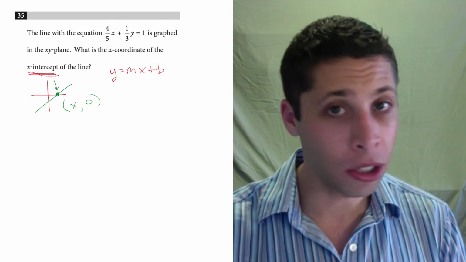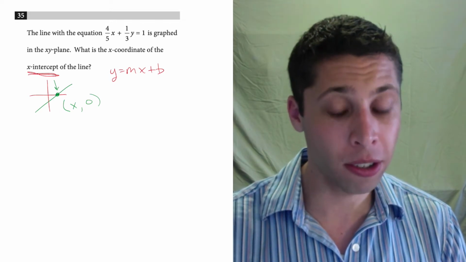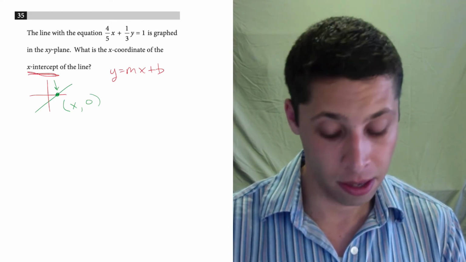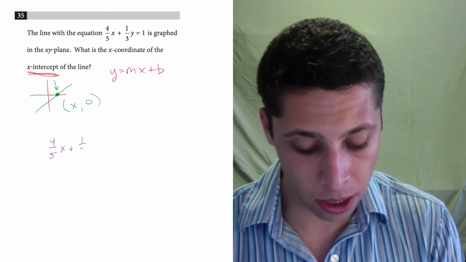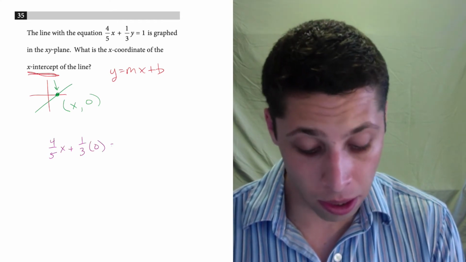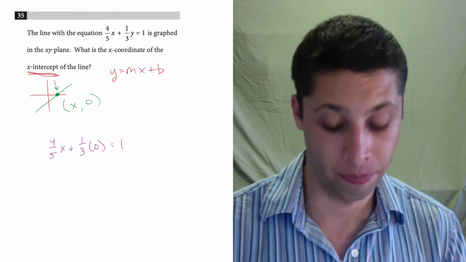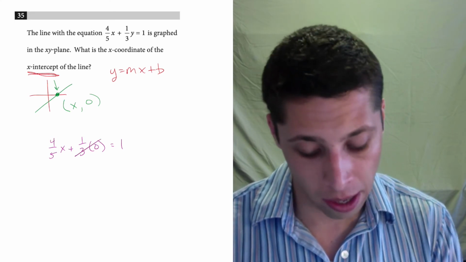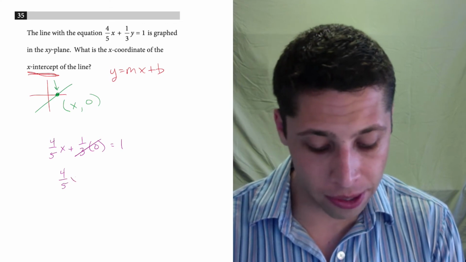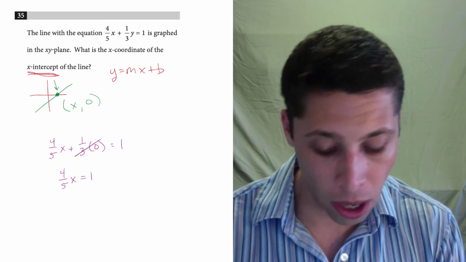So we don't need to rearrange this formula. We can just work with it as is. So 4/5 of x plus 1/3 of 0 is equal to 1. And if we multiply 1/3 into 0, this whole term just goes away. So we're really looking at 4/5 x equals 1.